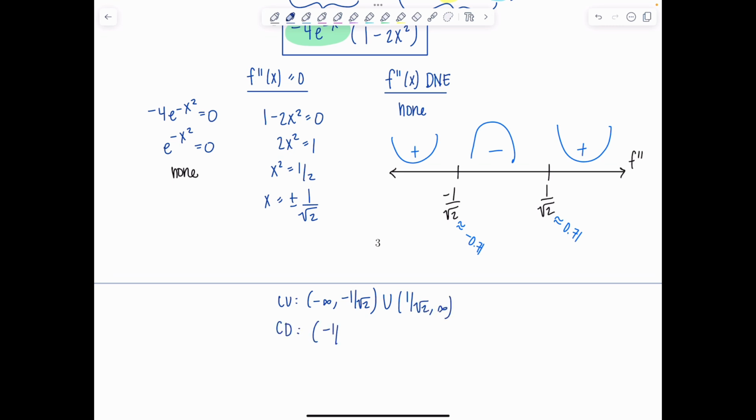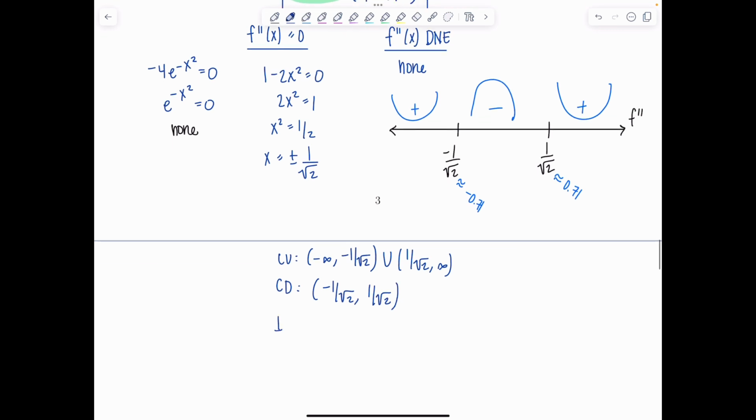Concave down from negative 1 over rad 2 to 1 over rad 2. And are there any inflection points? Why, yes. F of negative 1 over rad 2. This goes back in the original function. Do you remember what the original function was? If you forgot, allow me to remind you.